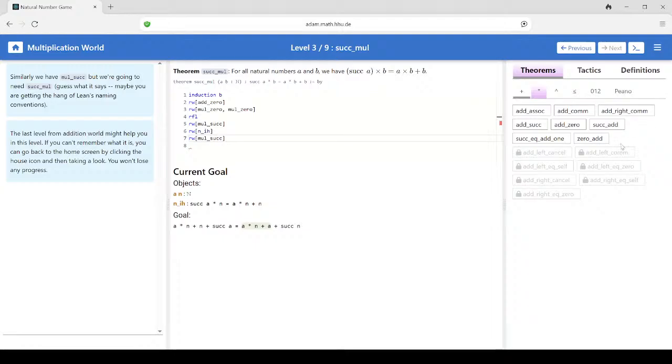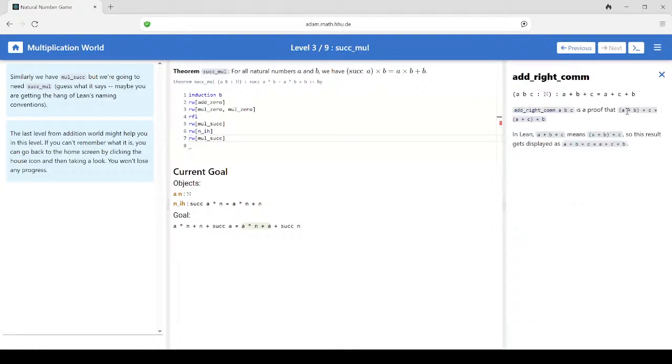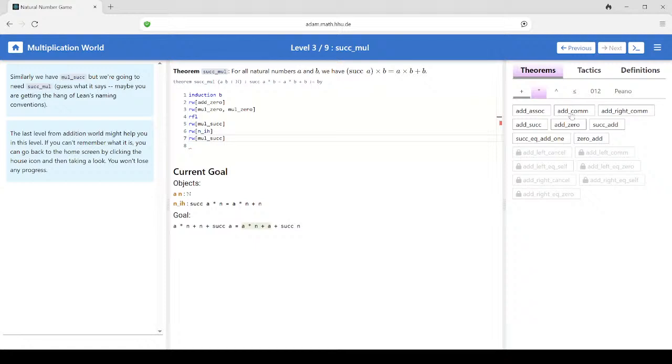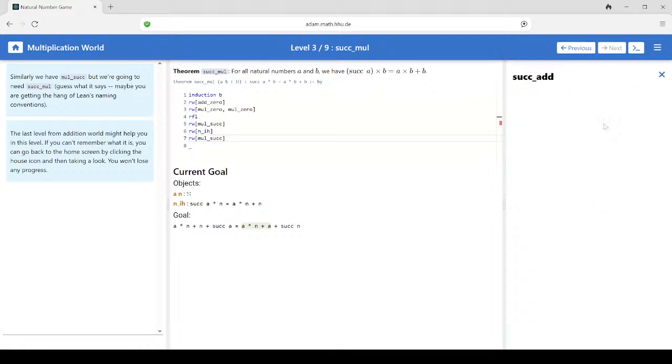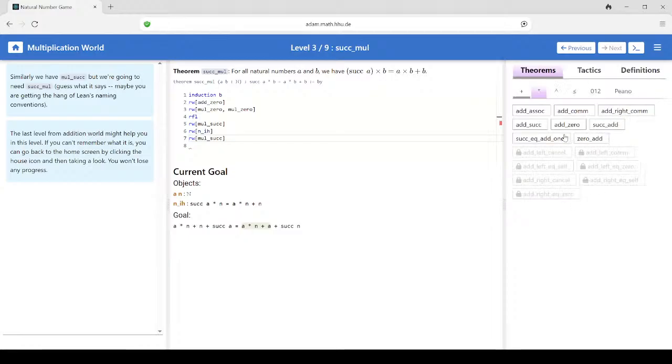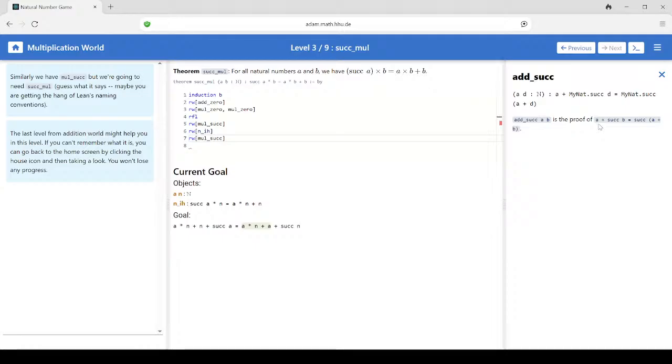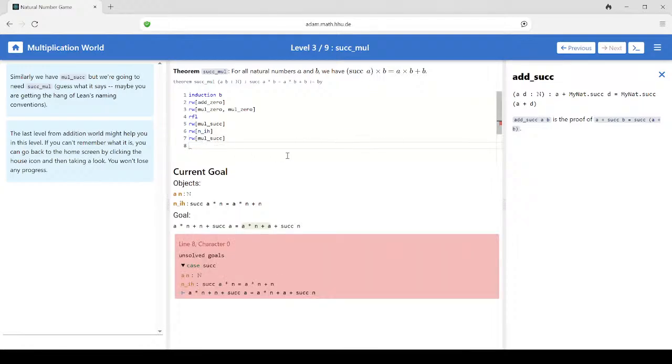No, nope, not that one. Wait, what is this? No, that's not what I'm looking for. What am I looking for? This one. Plus the successor is the successor of both of those things together. Oh, and then I think afterwards I can use the commutative property.